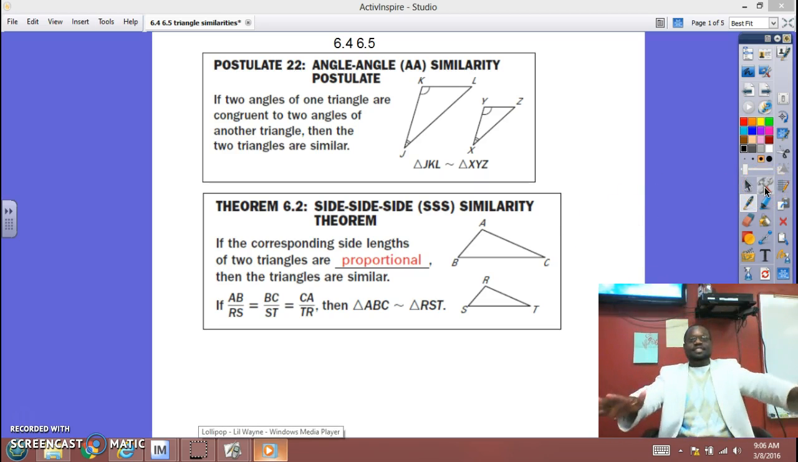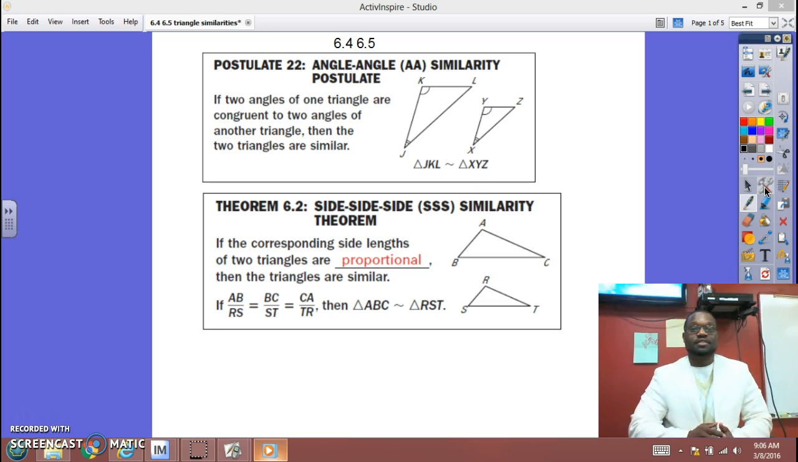Okay. Today, we shall talk about using similarity for triangles. I'm putting two units together, or two sections together. First of all, we're going to start off with a postulate and a theorem. So we got this angle-angle similarity postulate. If two angles of one triangle are congruent to two angles of another triangle, then the two triangles are similar. Notice that these are different sizes, but we can use the angles to say those two triangles are similar if two angles are congruent from one triangle to the other.